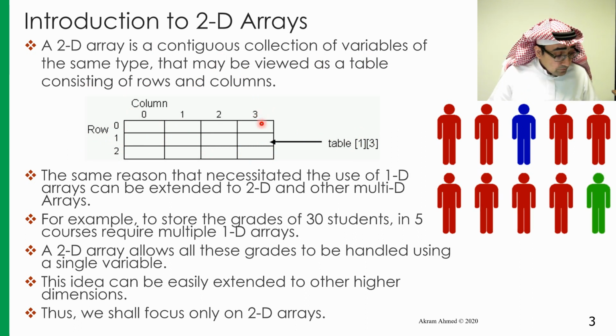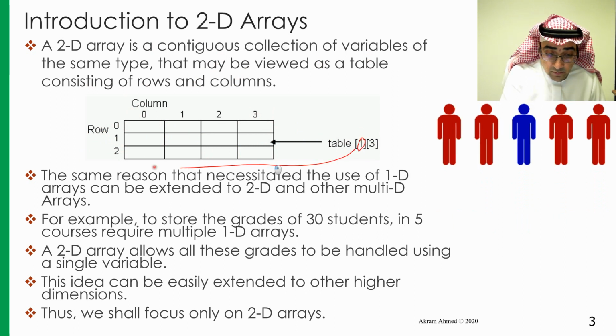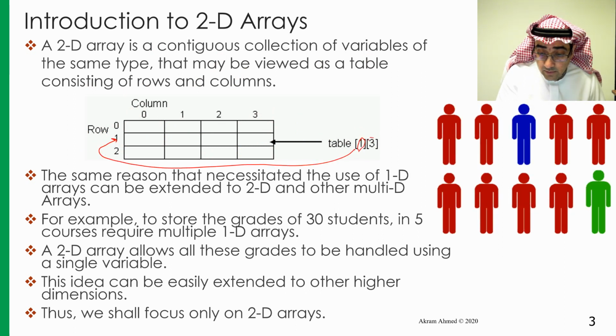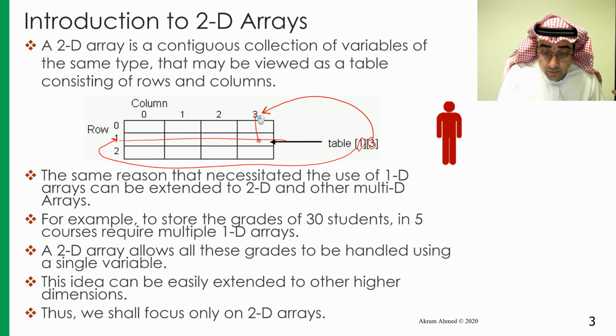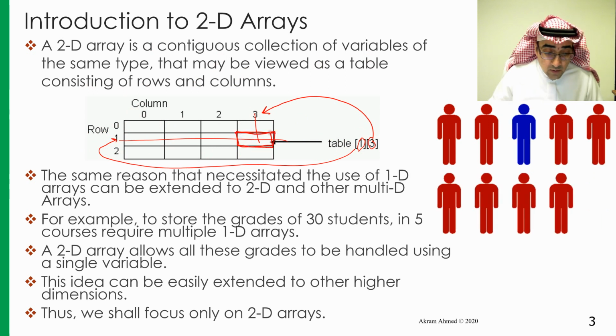And the intersection, if I may do it: you have to go to row number 1, so you go from here to here, and then column number 3, so you go over here, and the intersection of both is the element that is going to be selected. So this is how it works.